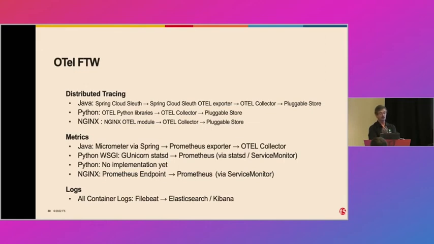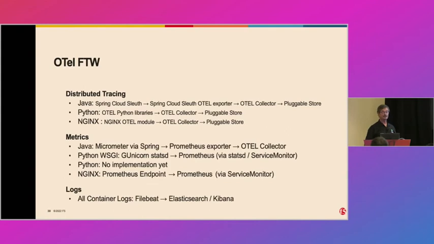So with Java, we used Spring Cloud Sleuth, Sleuth OTel Exporter, the OTel Collector, which went into a pluggable store. Python, very similar: the Python libraries, the collector, the store. And then NGINX used the NGINX OTel module to the collector, to the store. So the OTel Collector is the common item inside of that. The front-end libraries varied by the type of framework and language we were using, but the collector is the thing that drove it.